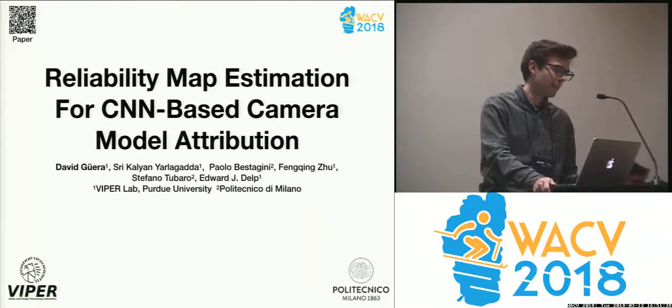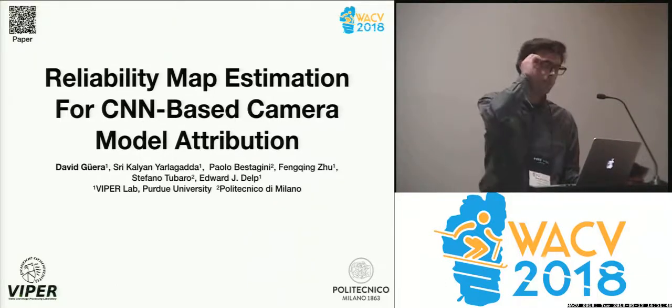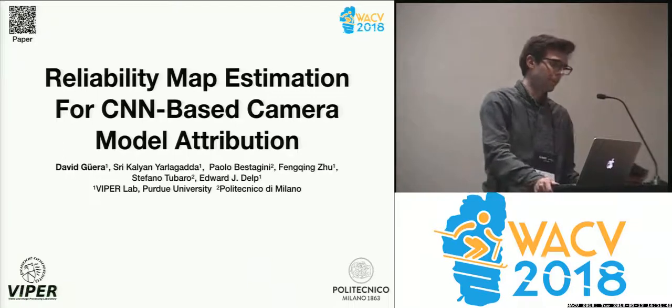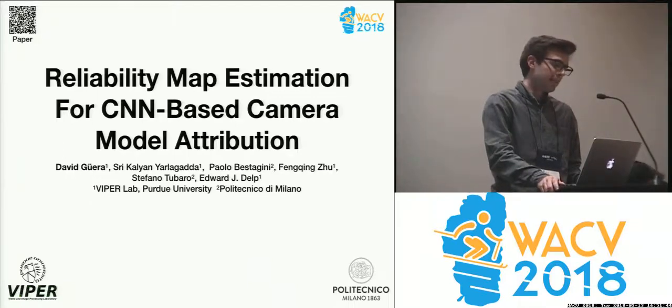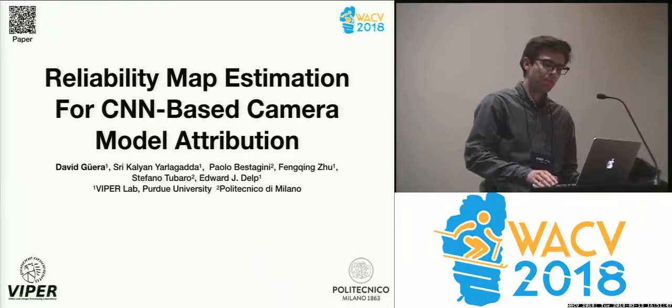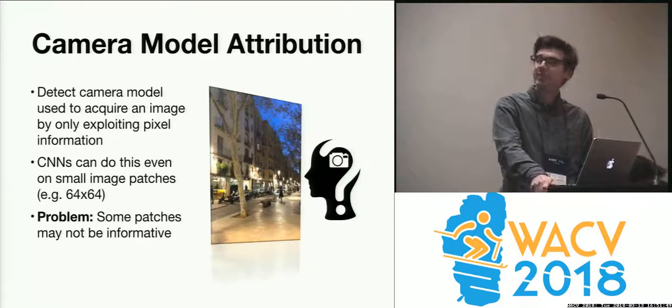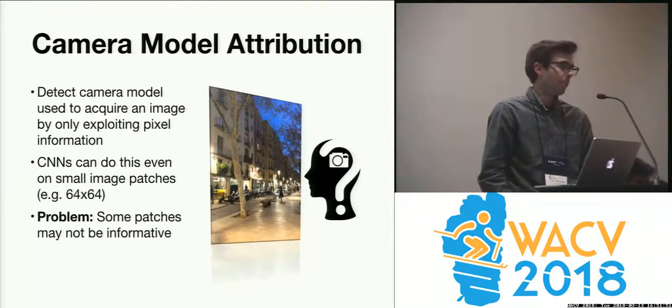I'm here to present a joint work between the Piper Lab at Purdue University and Politecnico di Milano on reliability map estimation for CNN-based camera model attribution. So let me start by telling what camera model attribution is.